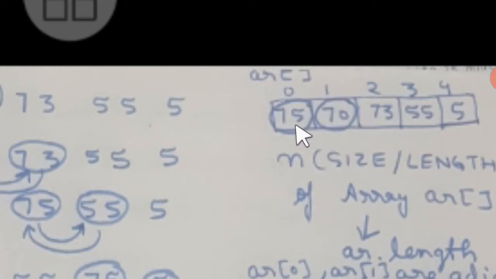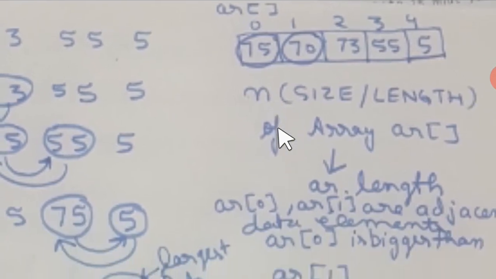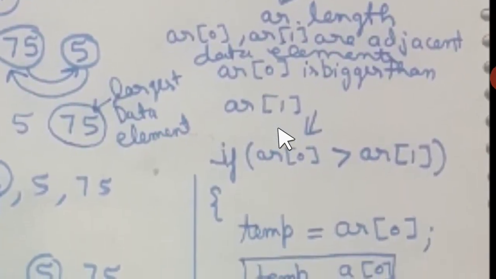So we perform what? Swapping. For swapping, first we have a third variable, so here you can see I've written a piece of code so that you could have a better idea of all these things. So the condition here, as I've said, is that 75 is bigger than 70, or the element available at location number 0 is bigger than the element available at the location number 1. So the condition is if AR of 0 is bigger than AR of 1.